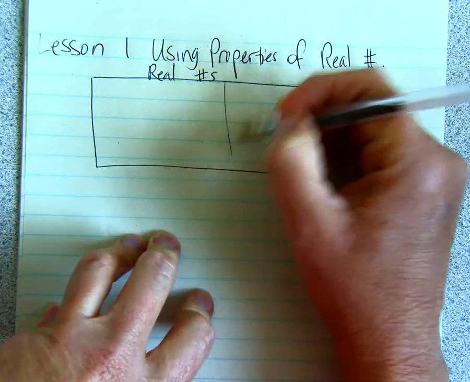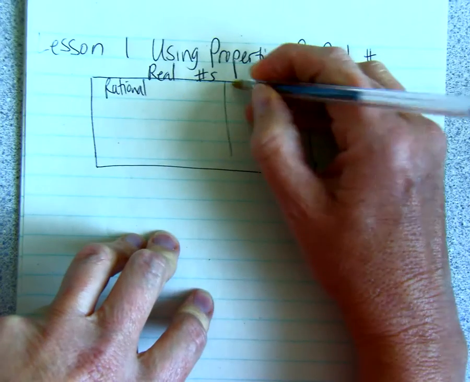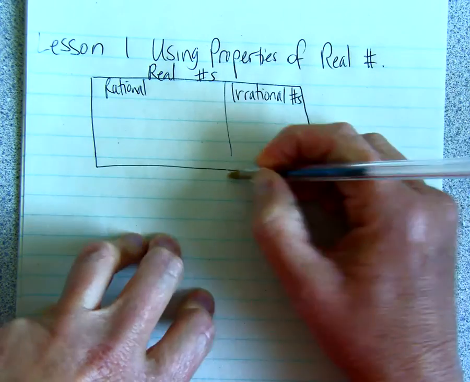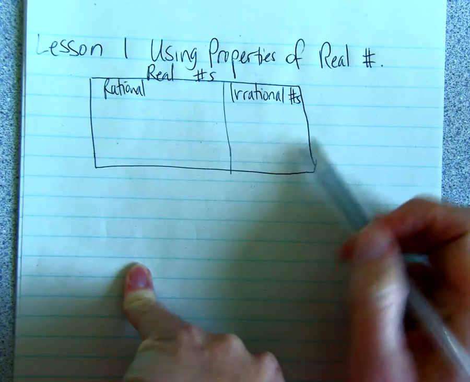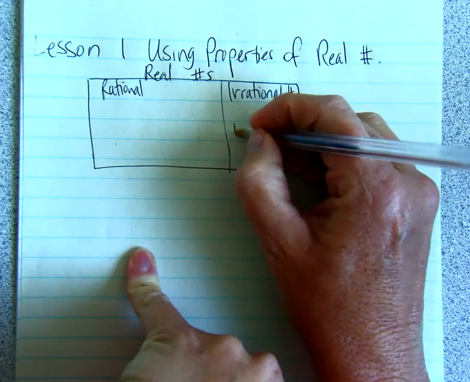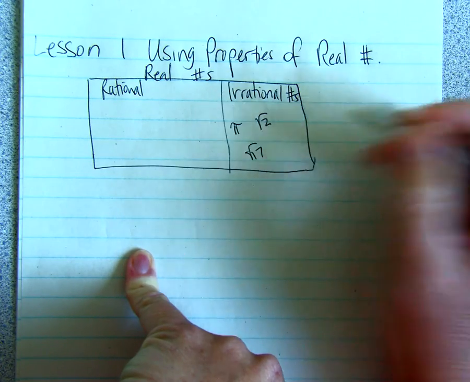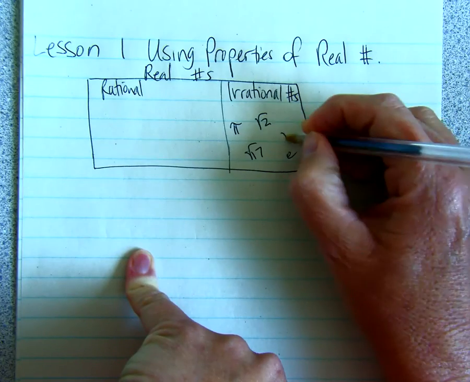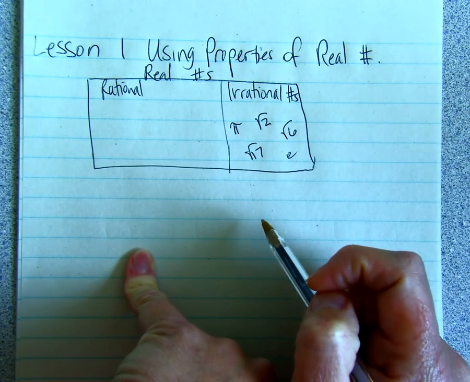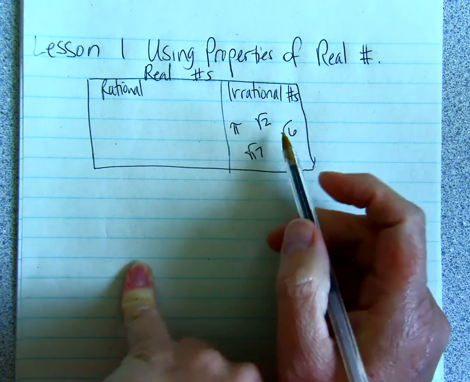Inside real numbers, we have rational numbers and irrational numbers. Irrational numbers is just one set. There are no subsets inside of this one, and the set contains numbers like pi, root 2, root 17, e, root 6. These numbers are non-repeating, non-terminating decimal numbers.